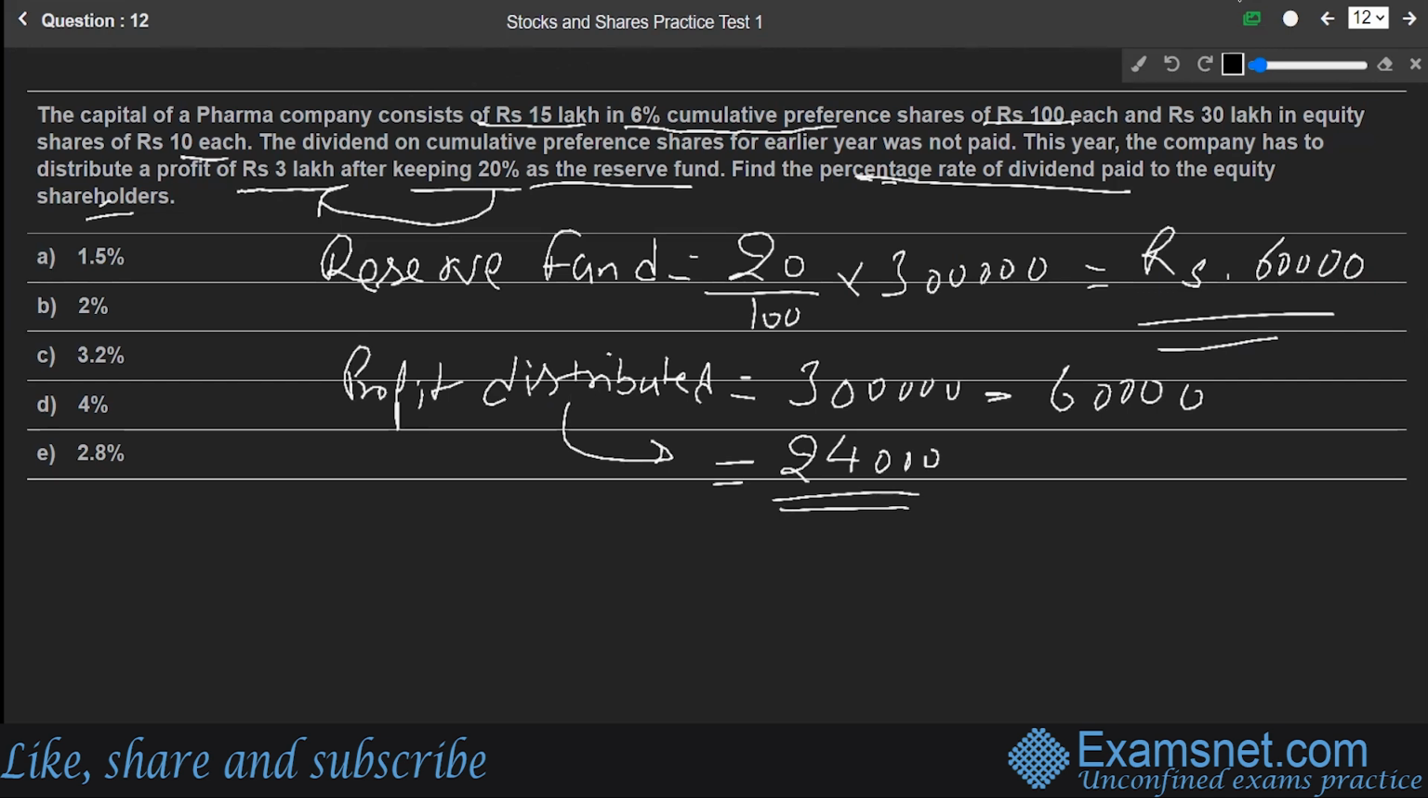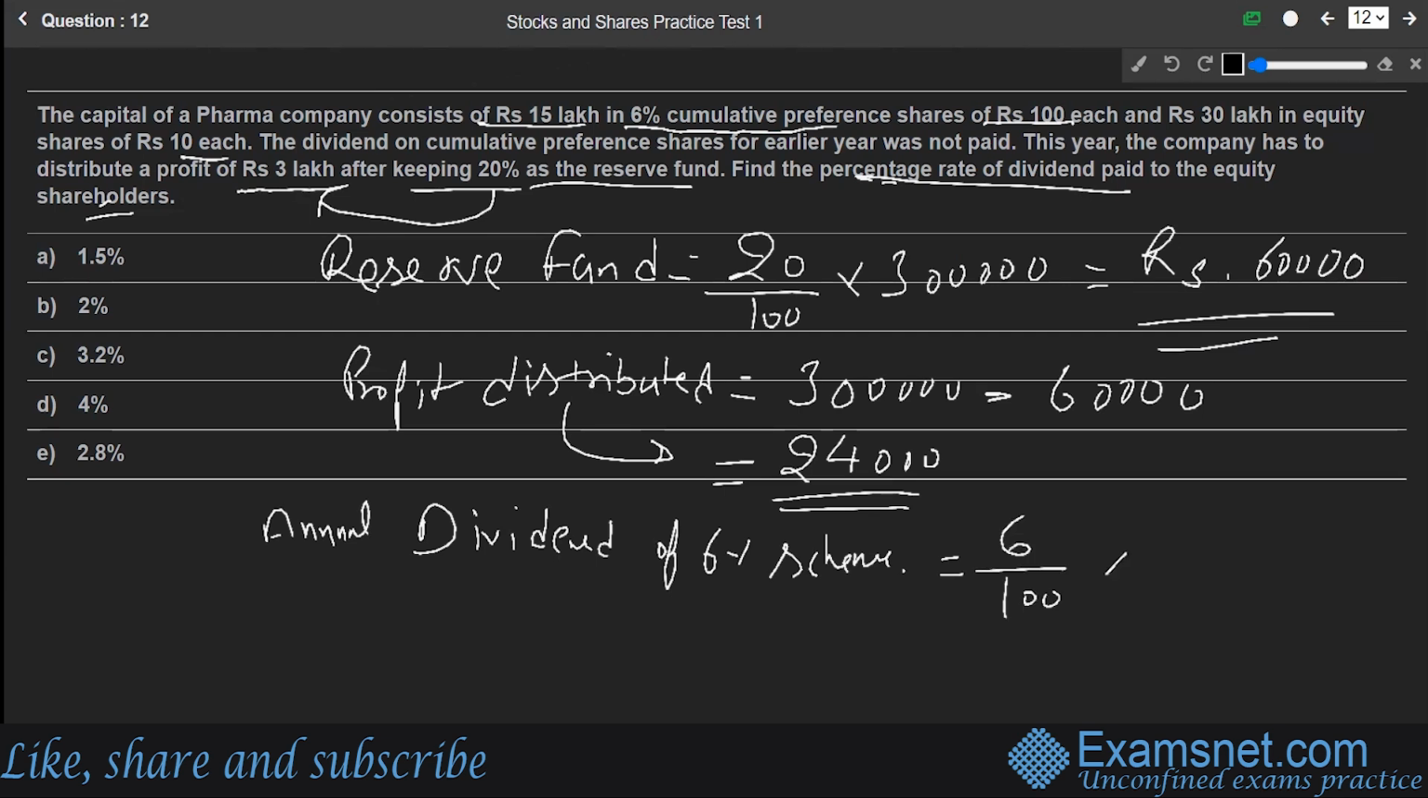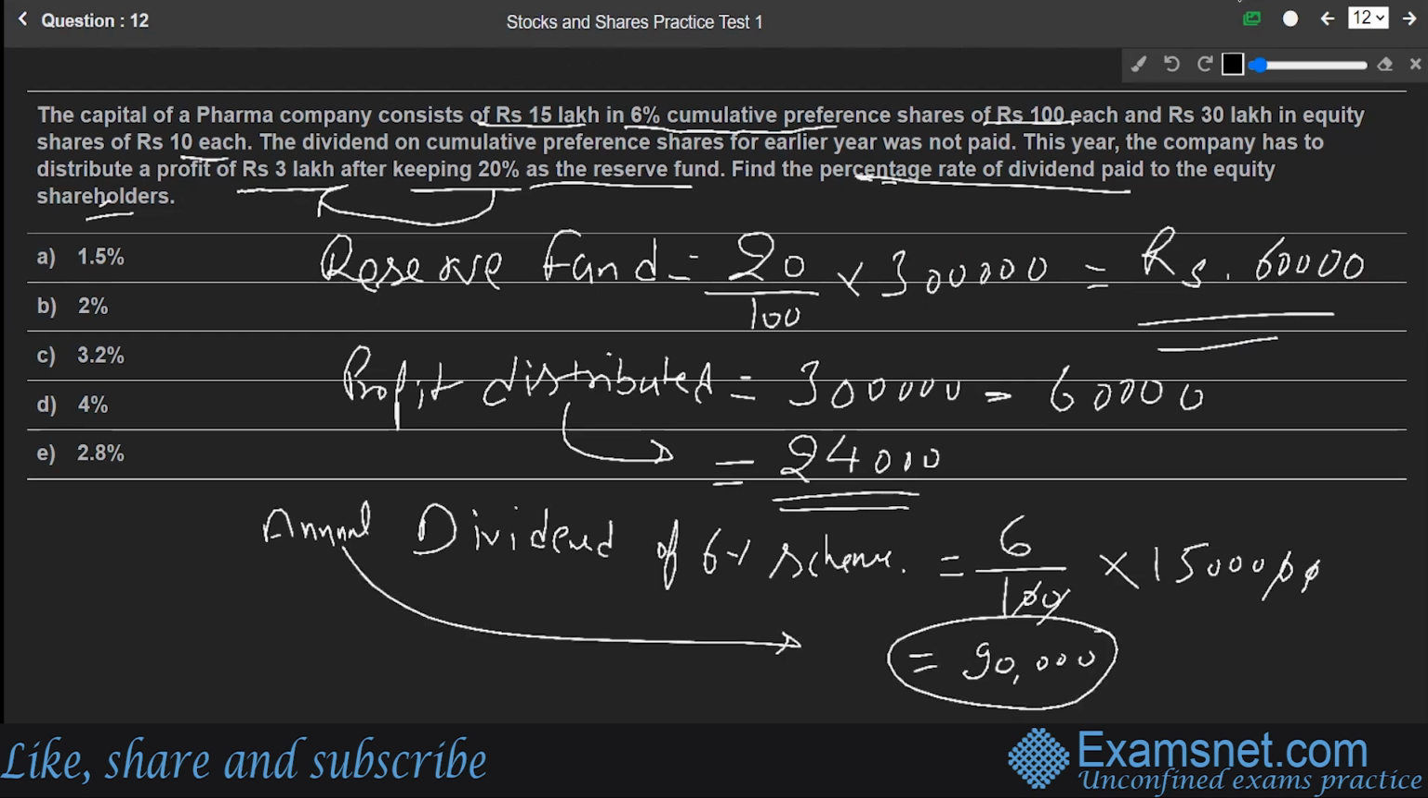Okay, so the first and foremost thing, let us find out for the first case, that is 15 lakh rupees, 6% cumulative preference share. So let us find out how much dividend it costs. So dividend, that is always going to be annual dividend for 1 year, annual dividend for the 6% scheme. They said 6% of 15 lakh will be given. So let us find out 6 by 100 of 15 lakh. If we solve this further, the value is coming out to be rupees 90,000. That is the 90,000 rupees annually to be given to the first part of the shareholders.